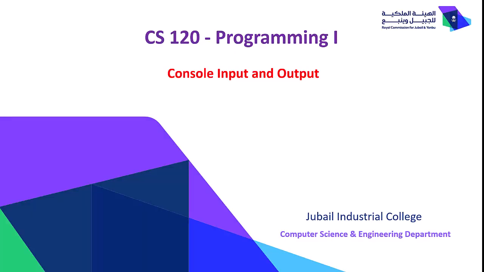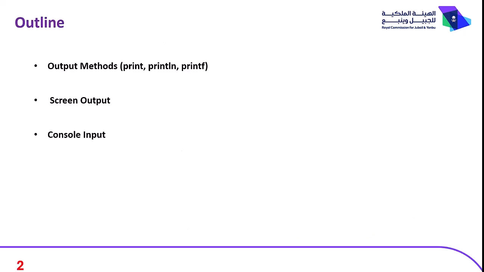Welcome to CS 120, Programming 1. Today's session focuses on console input and output. Outline. In this lesson, we will explore three primary output methods: print, println, and printf. We will also cover how to handle screen output and process console input from the user.